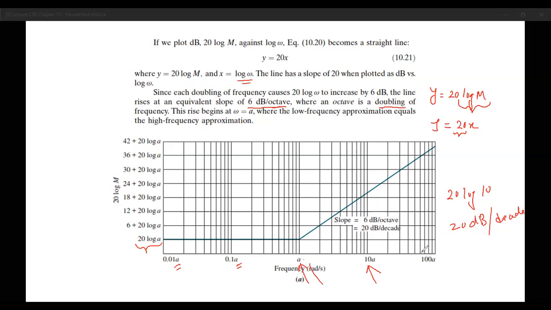So for each change of 10 times the frequency, it will be changing by 20 decibel. Whatever the value here, it will be 20 decibel more compared to this one. In the next decade as well, it will be 20 decibel, so it will be changing with a 20 decibel per decade line. So this is for a simple pole.